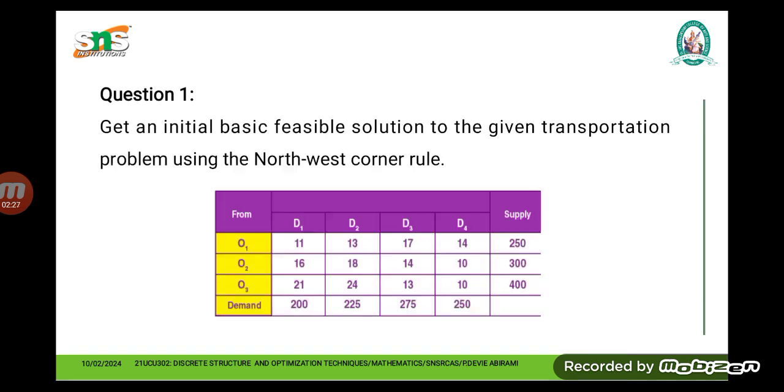Our first problem is to get an initial basic feasible solution. Whatever solution we get is said to be an initial basic feasible solution for this problem by using northwest corner rule.